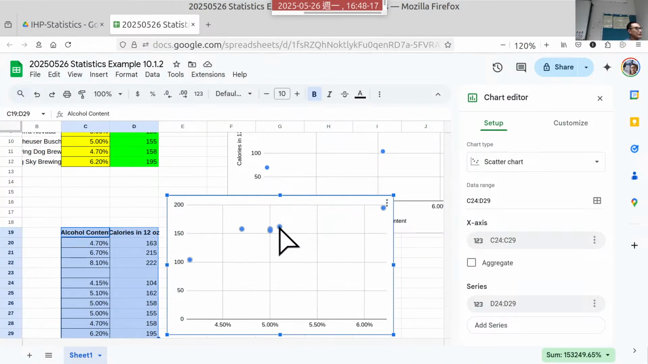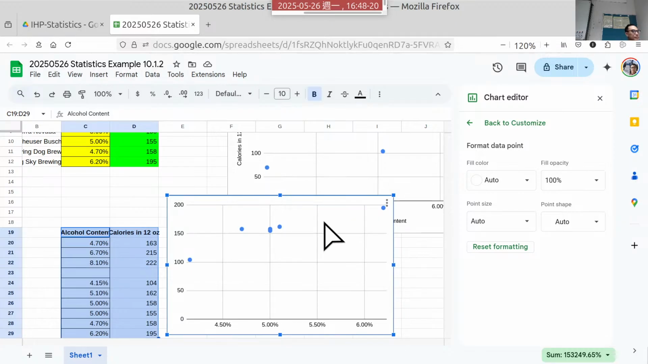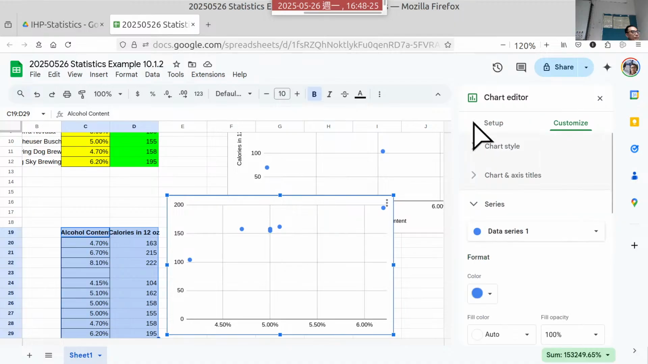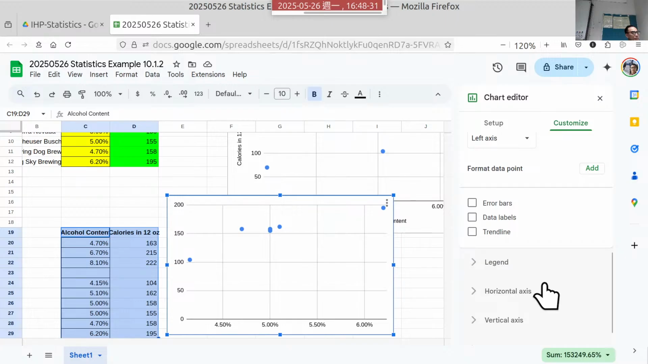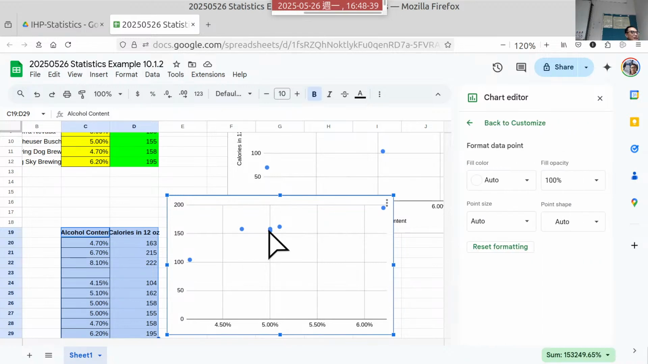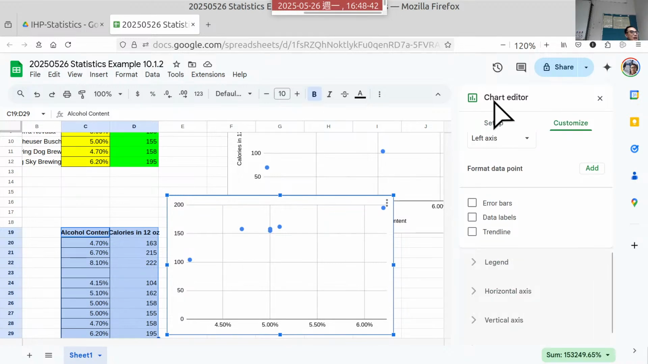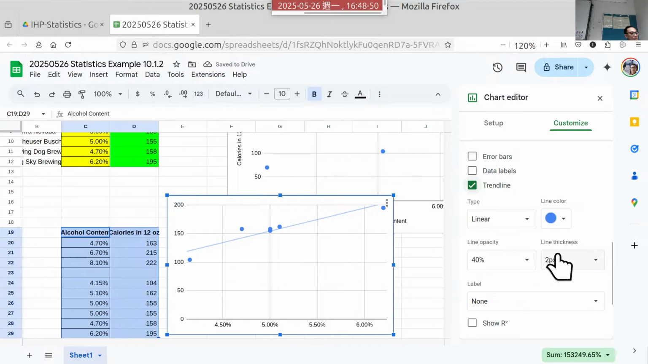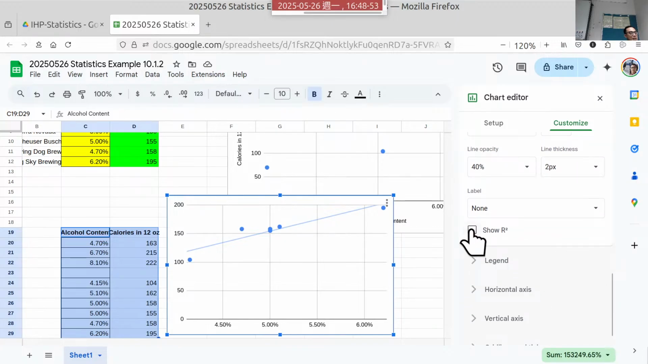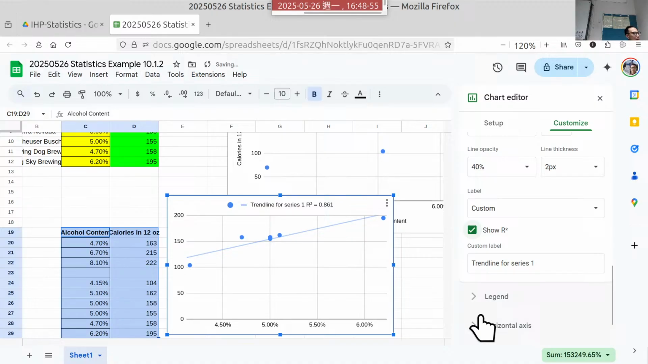For example, here I click, and here is a key point because it's a very important step. Click here and move to the chart editor and click trend line. Then show R square.